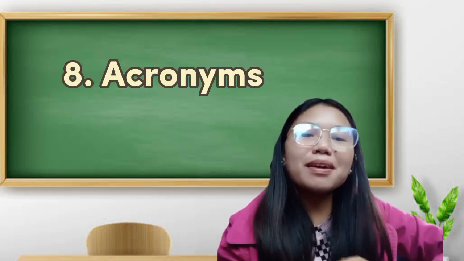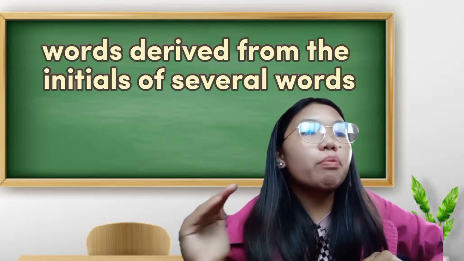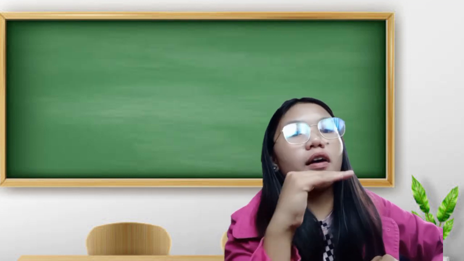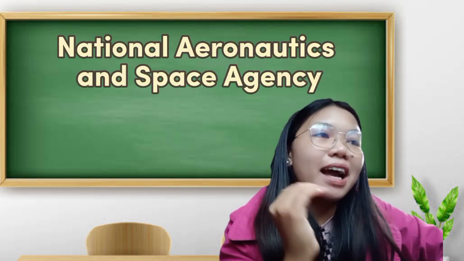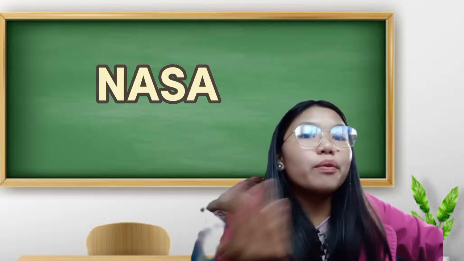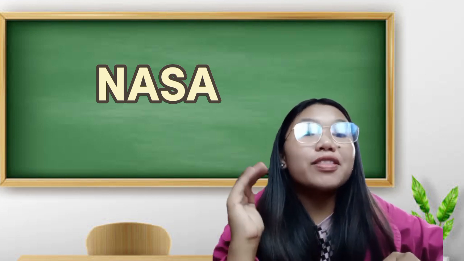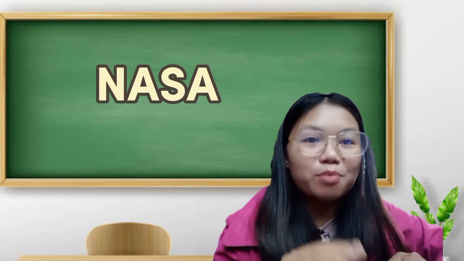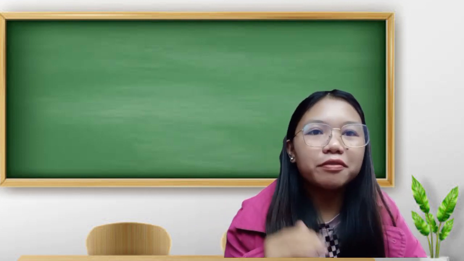So, an acronym. I know you're familiar with the word acronym. It is words derived from the initials of several words. Say, for example, National Aeronautics and Space Administration is kind of too long when you're writing, right? So, you're just going to use the acronym NASA to make it shorter. Second to the last word formation process, we have derivation.